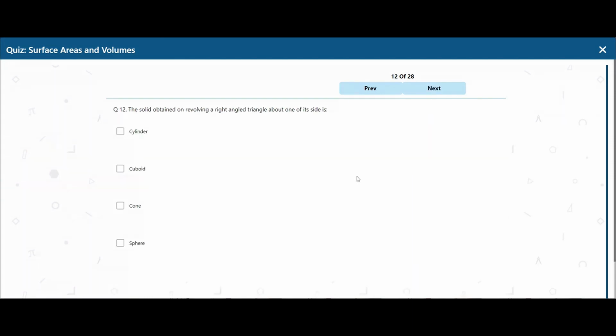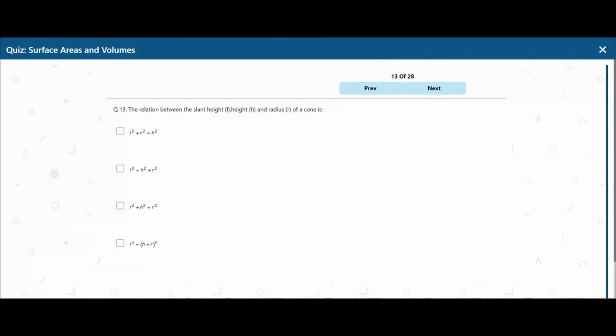Pavitra, the next question is for you. The solid obtained on revolving a right angle triangle about one of its sides is. What kind of solid will you get if you revolve a right angle triangle about one of its sides? Ma'am, cone. That's correct.